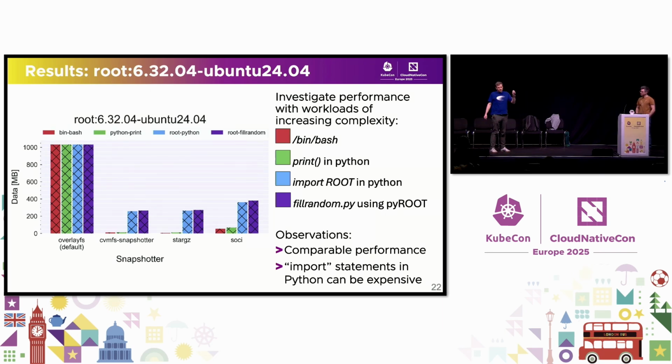And again, you can see comparable performance across the lazy pulling snapshotters, and you can see that this is a somewhat already optimized image, because now we're actually using more than 20% of the image already. In other cases, you might not have optimized images, and also for the data scientists, you can see that import statements can be quite expensive, because all of a sudden you start downloading like 20% of the overall image.